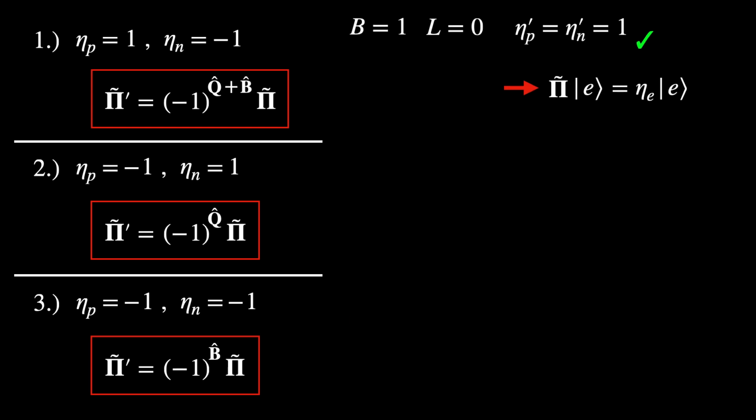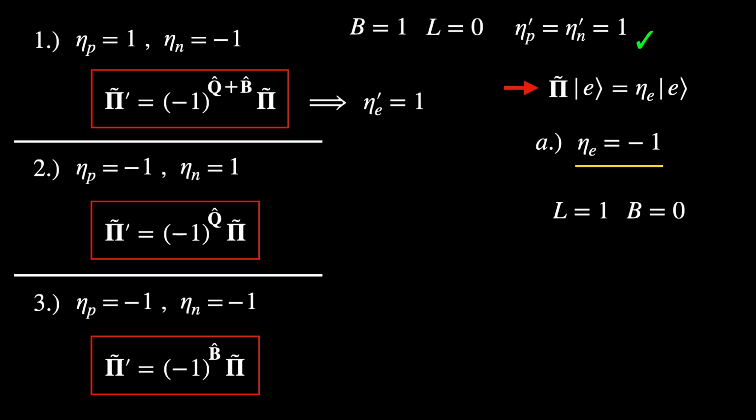Let's see how the redefined parity operator acts on the electron. Start with the case where the parity of the electron equals -1. For the first case, π̃' gives a new electron parity of 1. This is exactly what we required. And it is easy to see that the second case is also okay. For the third case, since B equals 0 for the electron, its parity remains equal to -1.